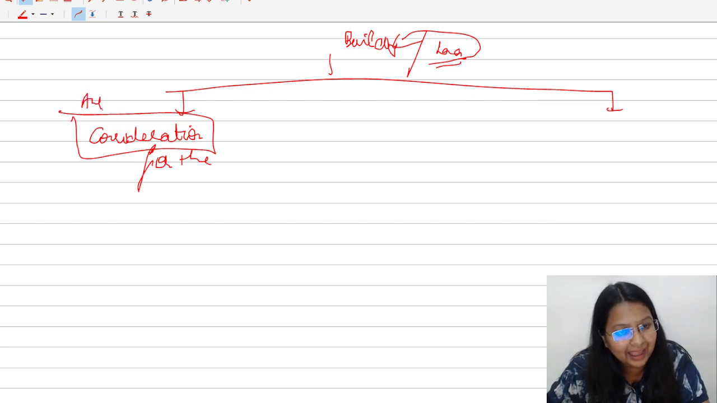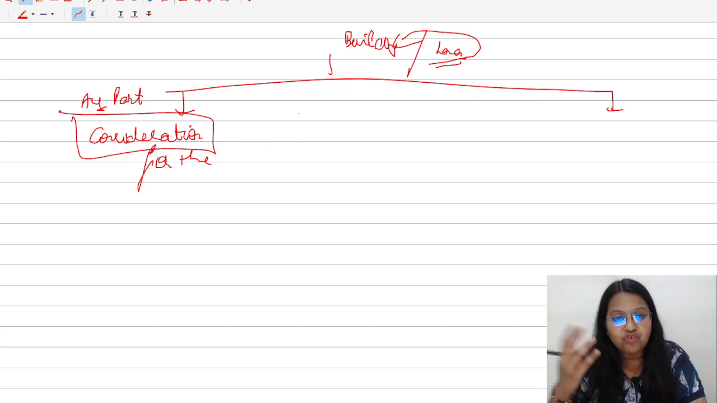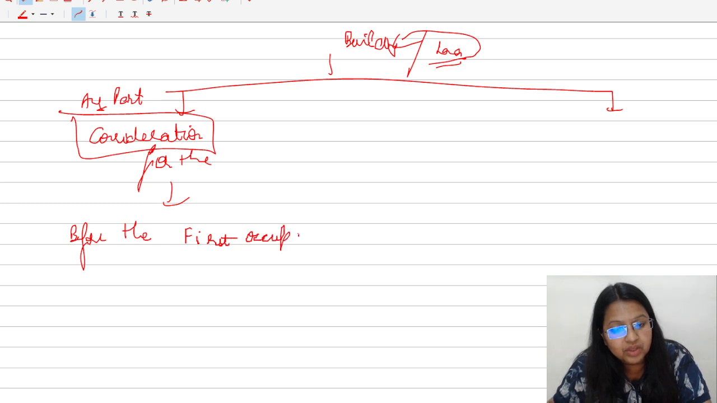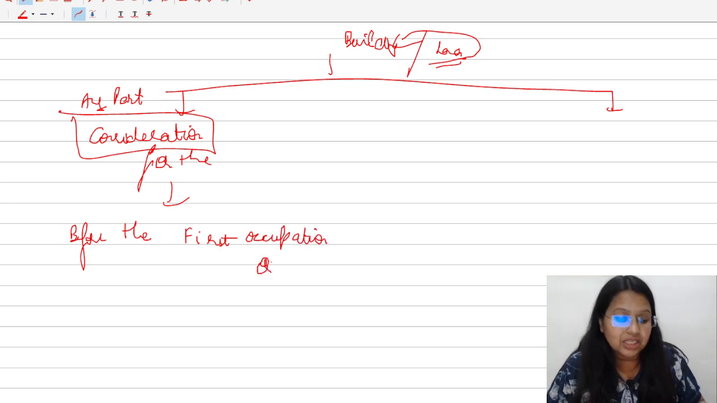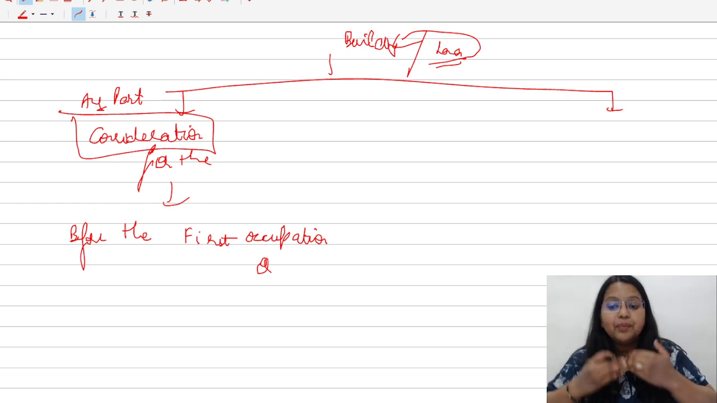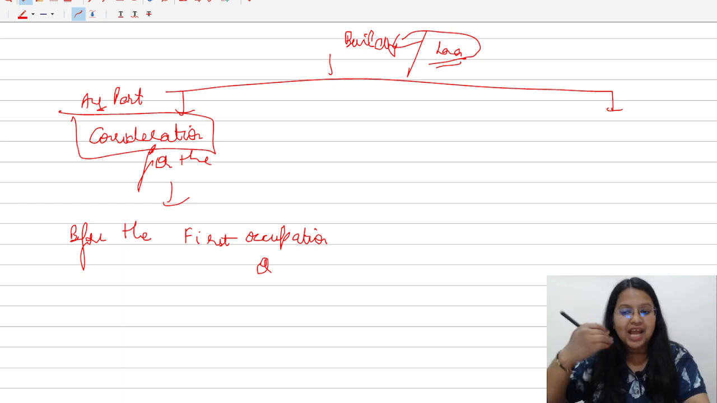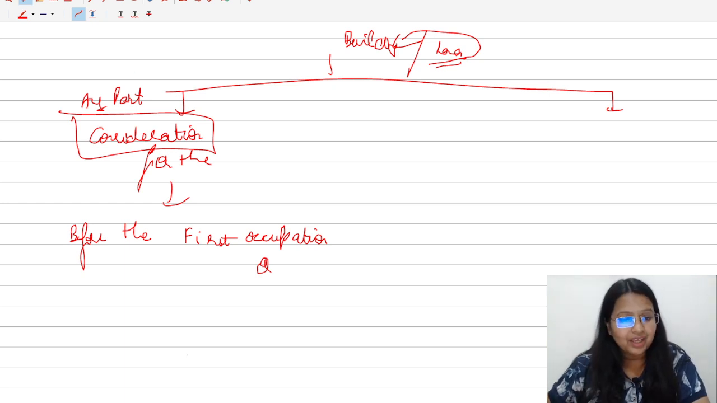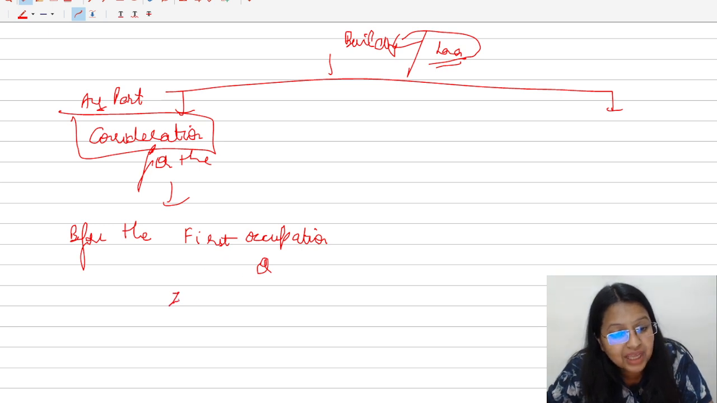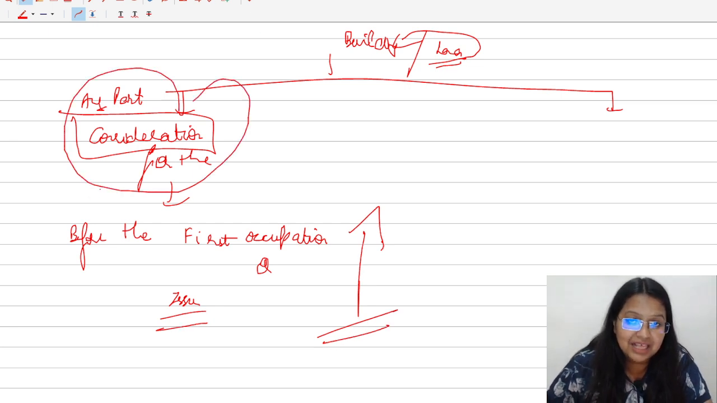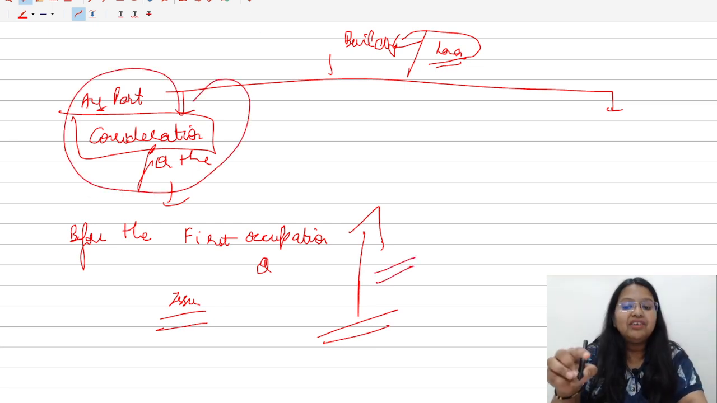Okay, so if any part of the consideration for that immovable property, that is for the building, is paid before the first occupation of that building. And students, if any building has been constructed, the competent authority, that is the government, provides a certificate, like the certificate of completion of construction, that yes, the construction has been completed and now you can use that property. So before the first occupation or before the issuance of the completion certificate, whichever is earlier, if any consideration has been given before this date, it will be treated as supply of services.